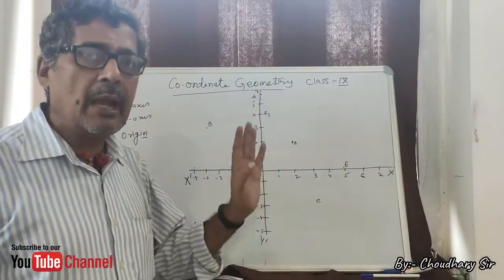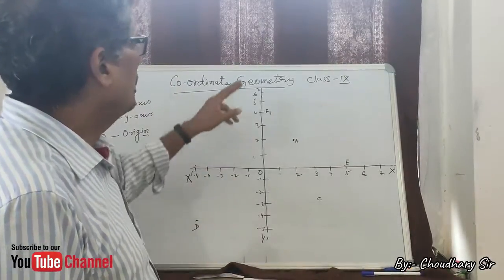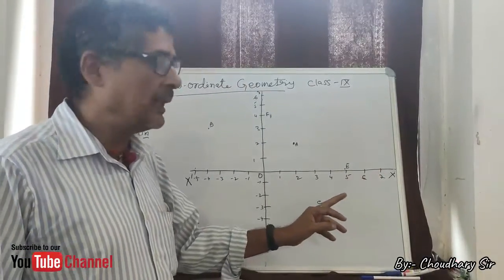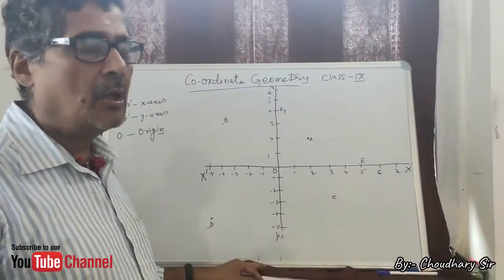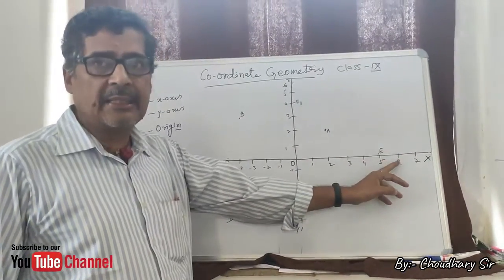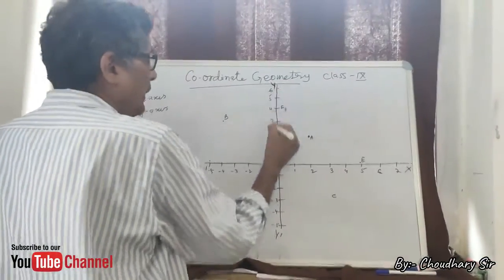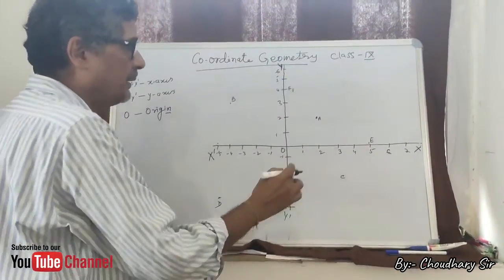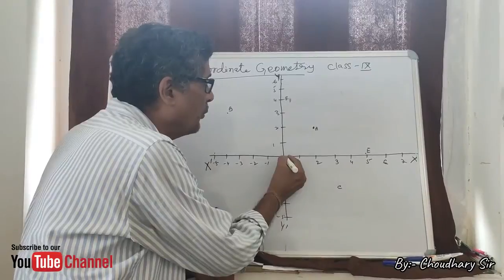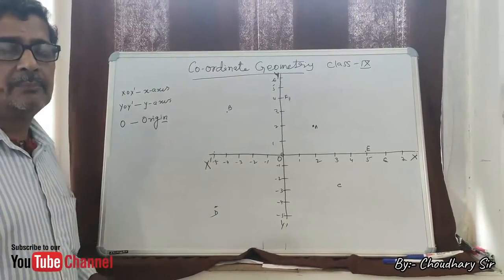Okay? So we need a graph paper. Take a graph paper and draw two lines. One is a horizontal line, another is a vertical line. The horizontal line, suppose X O X dash, is called the x-axis. Y O Y dash is called the y-axis. And what do you observe here? Both lines meet at a point. This point is O. O is called the origin. Okay?